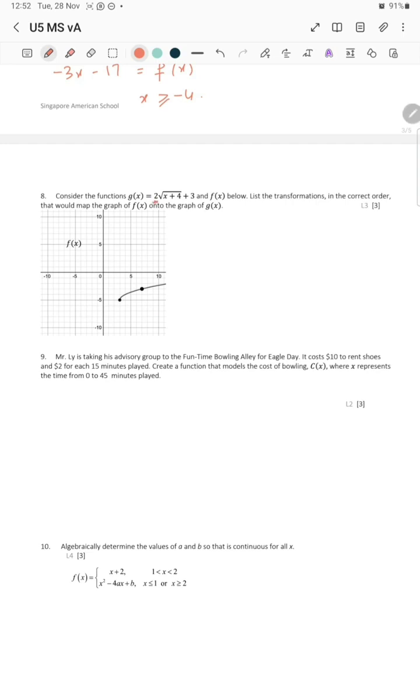So there is, this stands for vertical expansion by 2, left by 7, and up by 13.